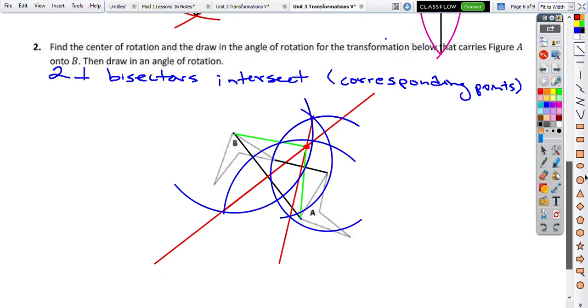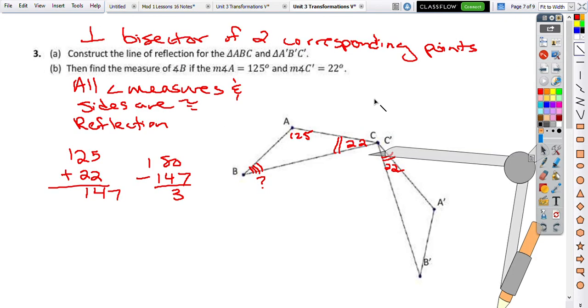When you're finding the center of rotation, remember you're just going to connect 2 points together and make the perpendicular bisector. So we want the 2 perpendicular bisectors and where they meet. For number 3, for the line of reflection, just do a perpendicular bisector. And for any angle measures, whenever you're doing a transformation that's a rigid motion, or any of the transformations we talked about, the angles are congruent in both shapes. So if they give you 2 angles in one, you know those are the same angles in the other shape, and then you can find the missing angle.